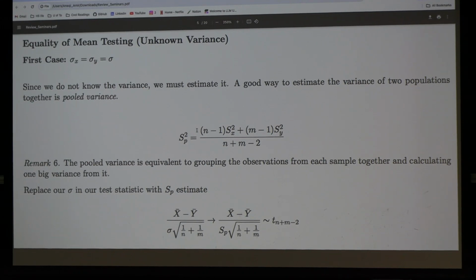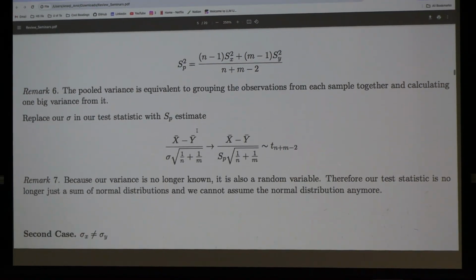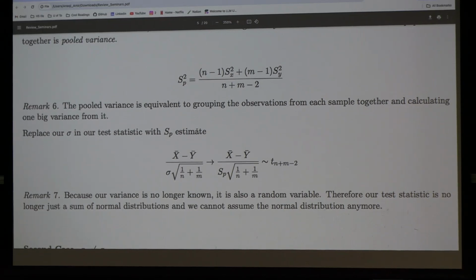We now introduce those n plus m minus 2 degrees of freedom. And that's where your t statistic comes from. But from there, it's kind of just a plug and chug. You get your variance. You might have to calculate pooled variance on your own, or it might be given. Honestly, pooled variance is a really obnoxious thing to calculate.